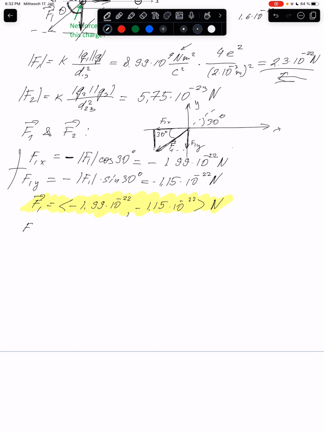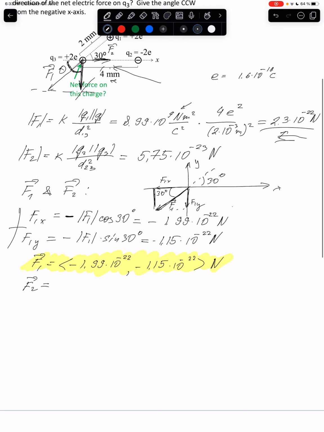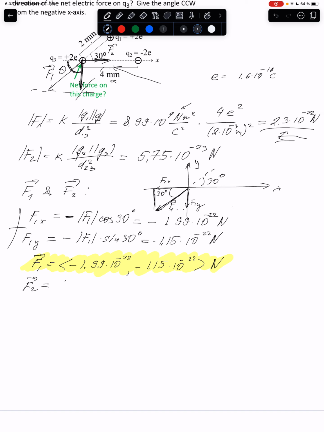The vector F2 we can find easily, because from this figure it's kind of clear. It only has a non-zero x component, and therefore its magnitude is the same as the x component, and it is positive because the vector points in the direction of the x-axis. Its magnitude is just its x component, nothing else. So it is 5.75 times 10 to the negative 23, comma. What about the y component? It's just 0, so it's 0 newtons.